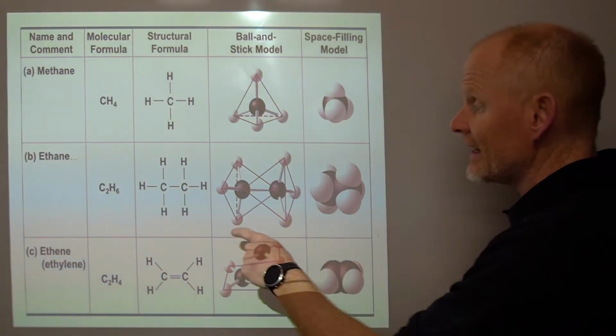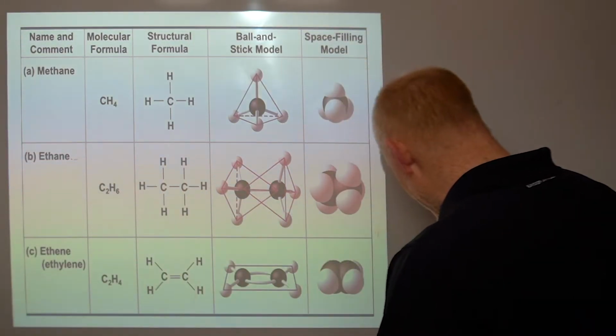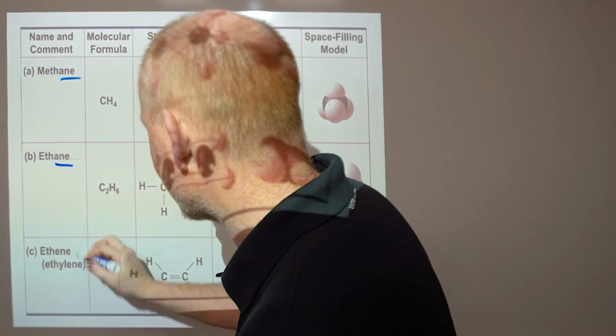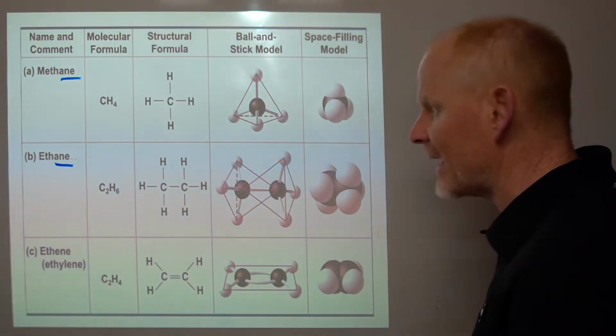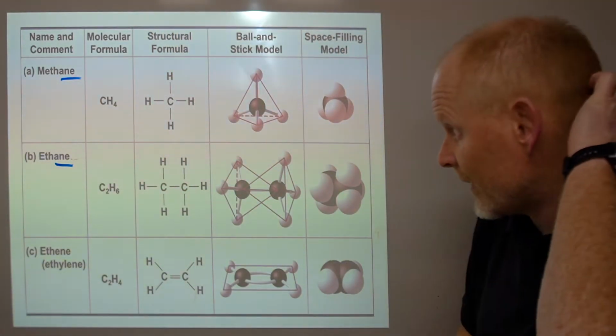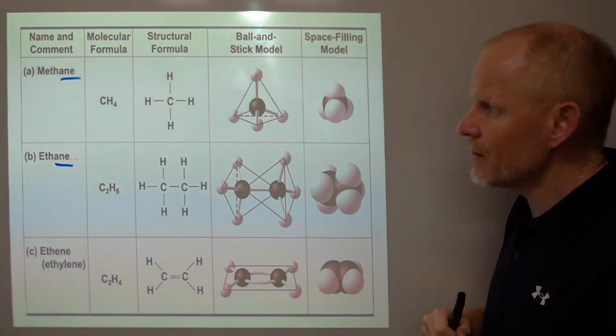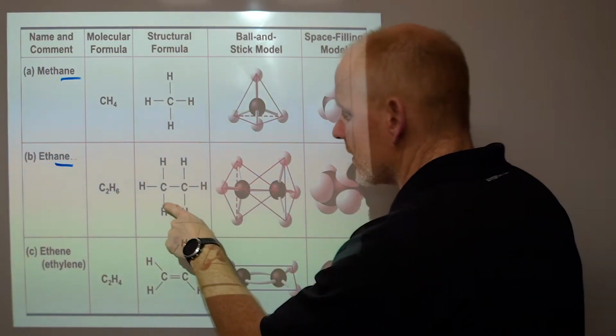Here's ethane. When you see "ane" on the end of the word, that means you have single bonded carbons associated with either other atoms or carbons themselves. So methane and ethane, notice all the bonds are single bonded.